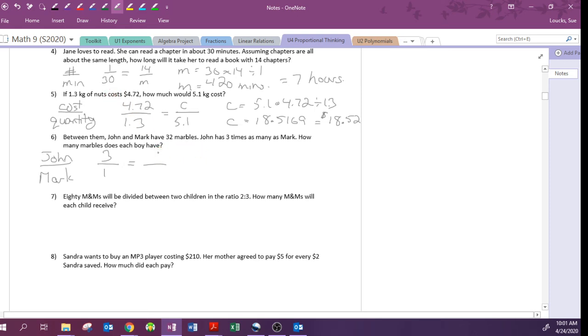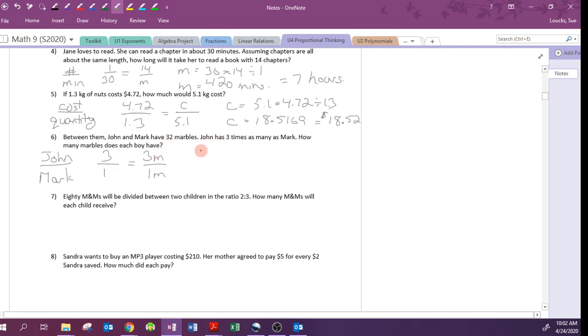And then I don't know how many Mark has, but it's going to be 1 times some number. I'm going to call it an M. And John has 3 times M. So for example, Mark could have 2 marbles and then John would have 6. If Mark has 3 marbles, then John has 9. Whatever the numbers are, John has got 3 times as many as Mark has. So now I could use proportions to solve. No, I can't because I haven't put my 32 in there.